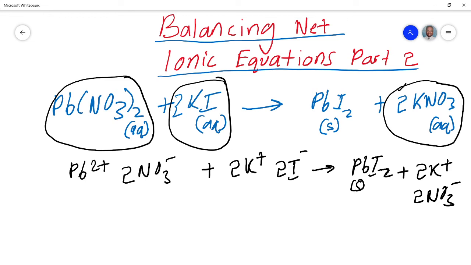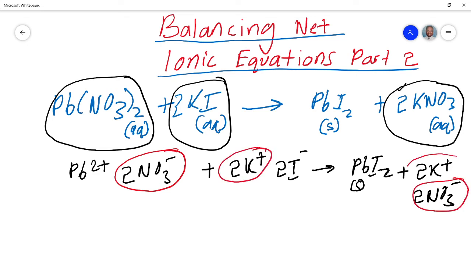The next thing we need to do is look at the spectator ions, and as in the previous video, spectator ions are ions that do not take part in a chemical reaction. They're not involved in a chemical reaction. As the word suggests, they merely spectate. So we look at which ions are common on both my reactant side as well as my product side. So I can see I've got 2 NO3 minus and I've got 2 K plus there.